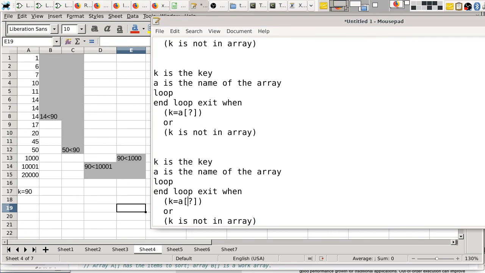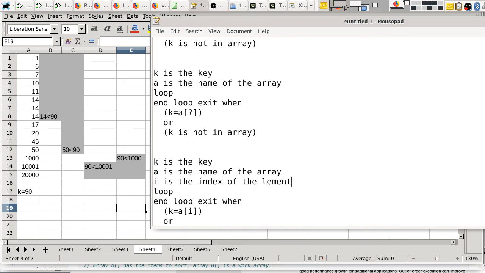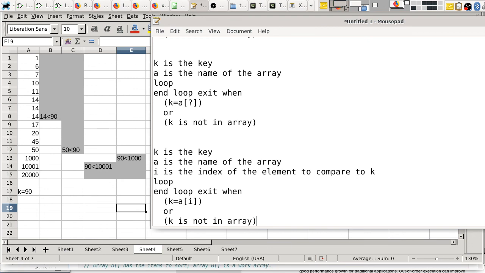So now our question is, we probably want to replace the question mark with something. We have used i as the index into an array a lot, so we can use i if we want to. So i selects which element in the array we want to compare to. Are we good so far? So we want to document that and say what i is. i is the index of the element to compare to k. Okay, are we good so far? So we're slowly creating more and more variables to help us express the algorithm.